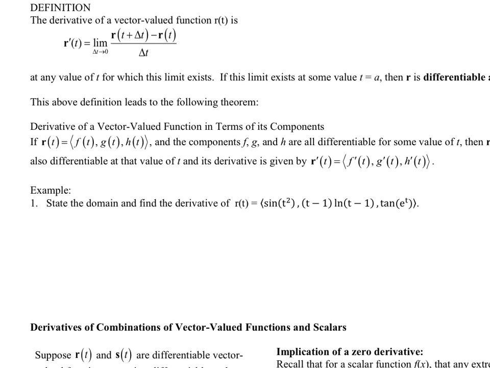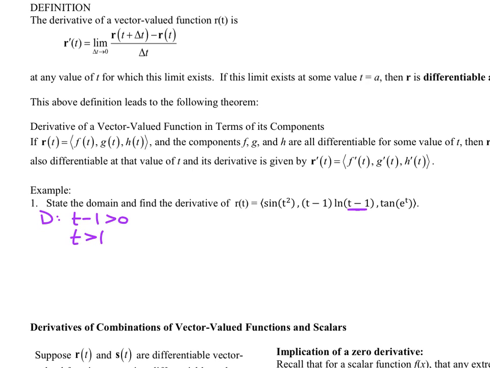Looking at this, I see that there are considerations for the domain. And then I could also find the derivative. So natural logs, any kind of log, you can't take the log of 0, you can't take the log of a negative number. So t minus 1 has to be greater than 0. This is the log part. So that means t itself has to be greater than 1. All right, so we've got that piece.